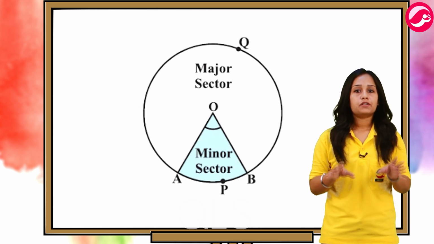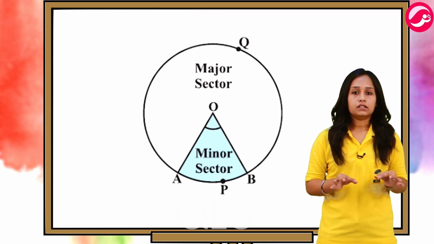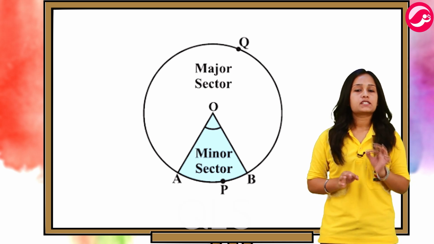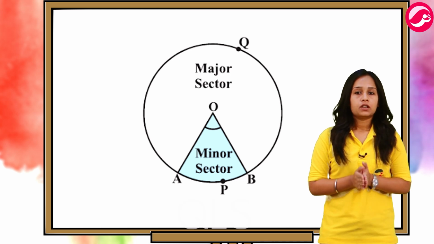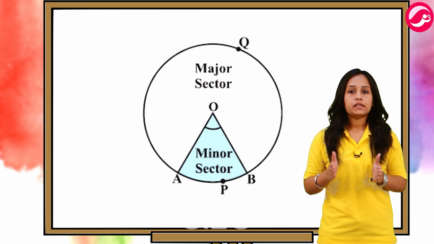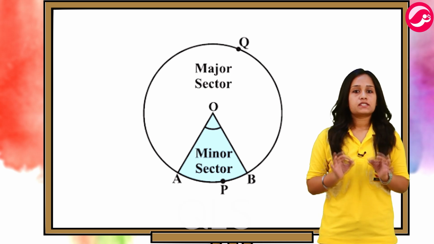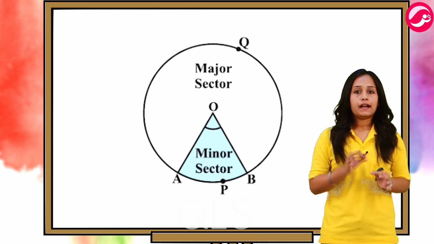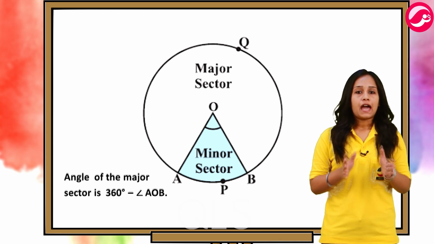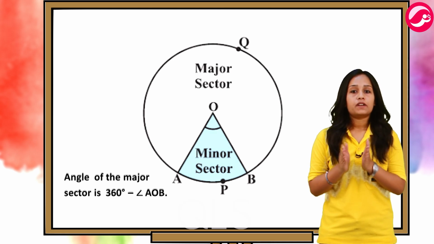Now, here we have a figure in which shaded region OAPB is a sector of the circle with center O. Angle AOB is called the angle of the sector. Note that in this figure, unshaded region OAQB is also a sector of the circle. For obvious reasons, OAPB is called the minor sector and OAQB is called the major sector. You can also see that the angle of the major sector is 360 degrees minus angle AOB.